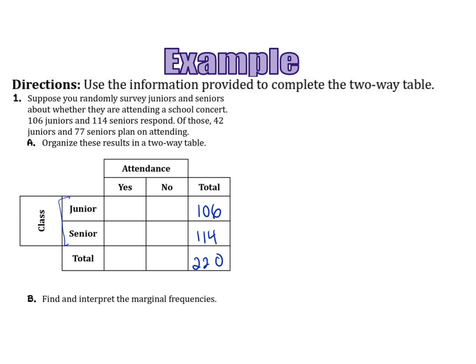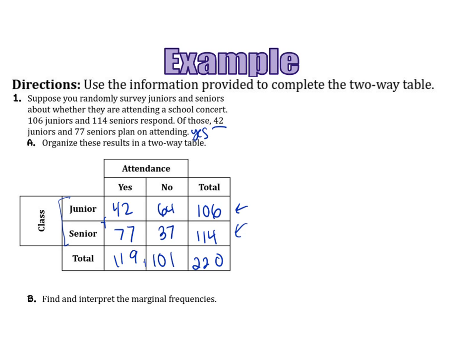Of those, 42 juniors and 77 seniors plan on attending. So plan on attending would be yes, 42 juniors and 77 seniors. And again, we can add up and down to find those marginal numbers in the margins. We get 119. Part A is asking us to organize this data in a two-way table. So we could just use subtraction now to figure out what goes in each of these spots. So this would be 101, so that if I add these two numbers, I get 220. Go ahead and pause the video and fill in the rest of the table on your own. And now we have our completed table.